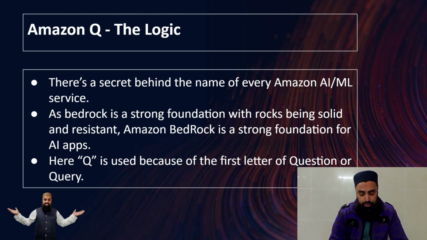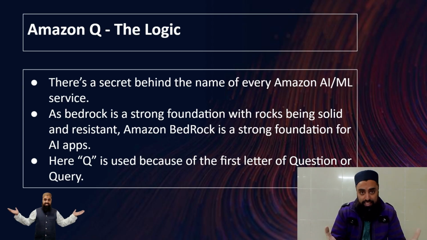So here in Amazon Q, Q is actually question. Q stands for question or query. So if you have any question or query regarding your AWS account or the services that you are using on AWS, Amazon Q is here to help. That is actually the logic behind Amazon Q. Q stands for question or query. It is obvious that whenever we are using a certain platform, we have questions and we get queries. So Amazon Q is here to answer all your questions and queries.